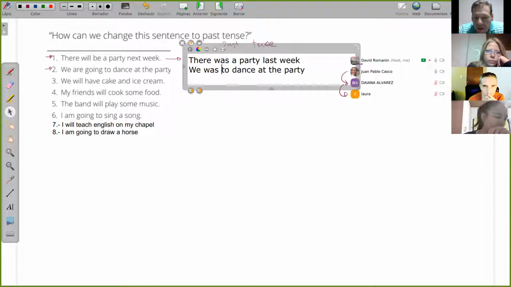Okay, if I say that dance is a regular verb, regular, not irregular, regular. Dance, and then we just remove this and say we danced at the party. Great, yes.